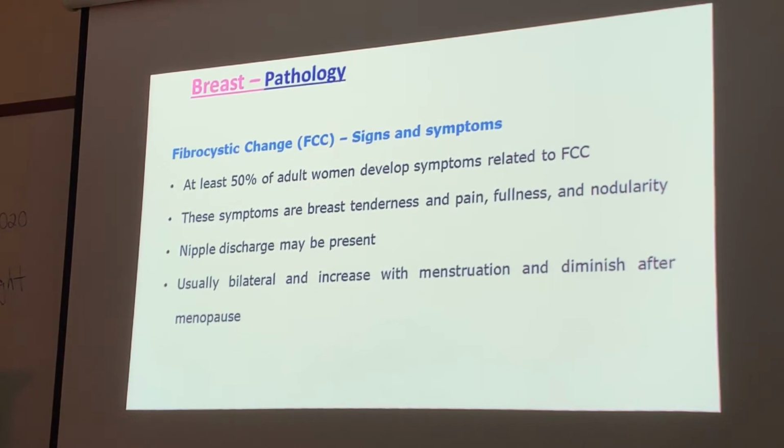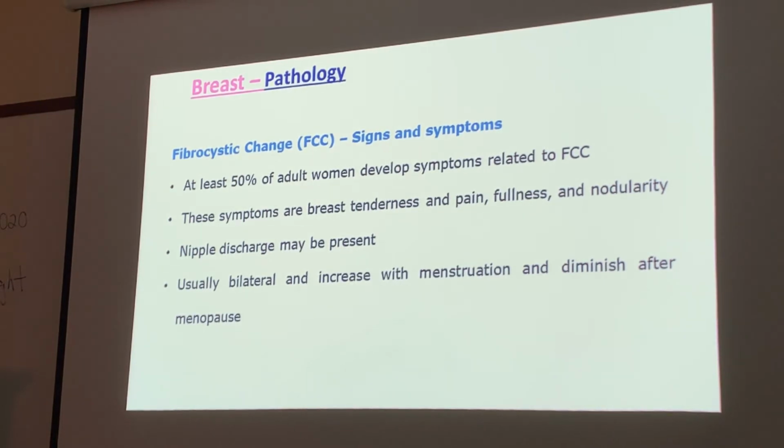Some signs and symptoms of fibrocystic change: at least 50% of women develop symptoms related to fibrocystic change. I used to hear my mom and my aunts complain about it. I have 7 aunts, guys, so I was raised around a lot of women. So I used to hear these complaints. These symptoms are breast tenderness and pain, fullness and nodularity, and nipple discharge may be present. They are usually bilateral, increase around menstruation, and diminish after menopause. You would always know when it's mom's time of the month because she'd be complaining about stuff like this.